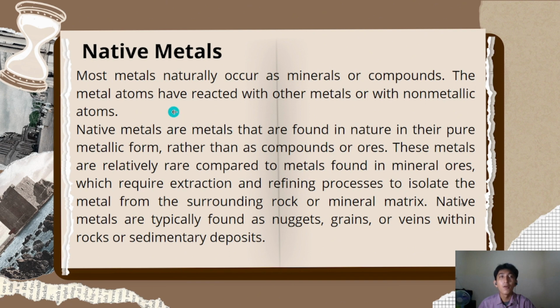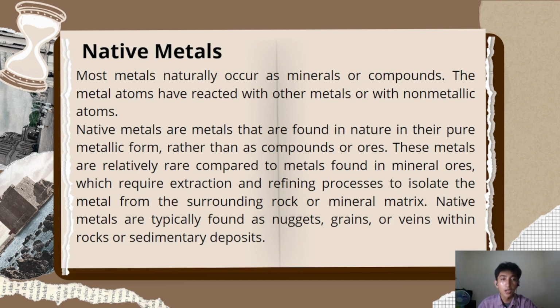Native metals. Most metals naturally occur as minerals or compounds. The metal atoms have combined with other metals or with non-metallic atoms. Native metals are metals that are found in nature in the pure metallic form rather than as compounds or ores. These metals are relatively rare compared to metals found in mineral ores, which require extraction and refining processes to isolate the metal from the surrounding rock or mineral matrix.